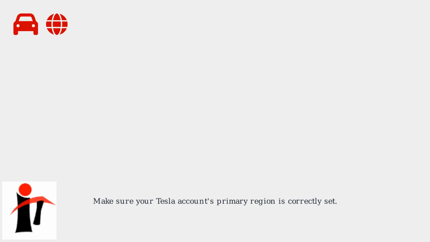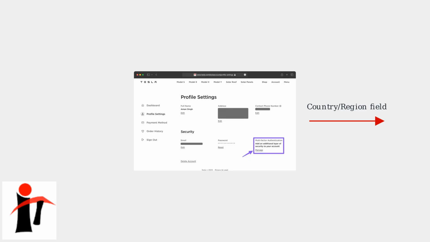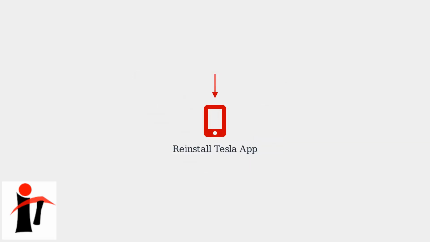in your area. To check and correct your Tesla account region, start by visiting tesla.com/account in your web browser. Log in with your Tesla account credentials. Once logged in, you'll see a region selector showing different countries and regions. Navigate to your profile settings and check the country or region field. Make sure it matches your current physical location. If the region needs to be corrected, update the field and save your changes. After saving, reinstall the Tesla mobile app on your device to sync the region changes.